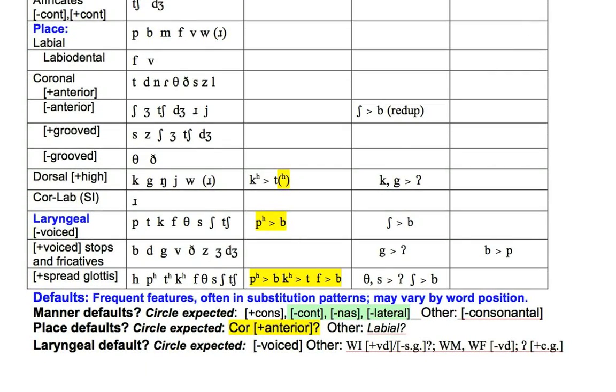At the bottom of the page, you can document the strengths and needs of the client and what features are being used as defaults. So it looks like Craig tends to make a continuant a stop, just like in the example that I talked about with F and P. So would that be considered a default? Absolutely. We could put it under manner defaults that minus continuant is a default.